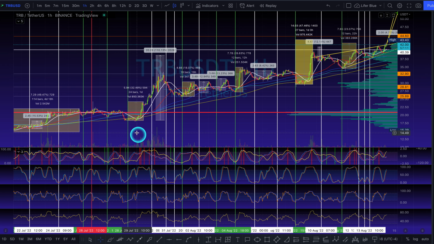This is not financial advice. It's just something that I notice and have been noticing for a long time. That's why it's overlaid on my chart. I wanted to give a breakdown of how you can do it yourself.